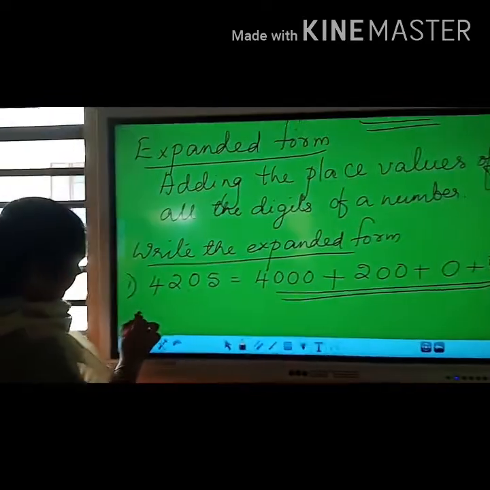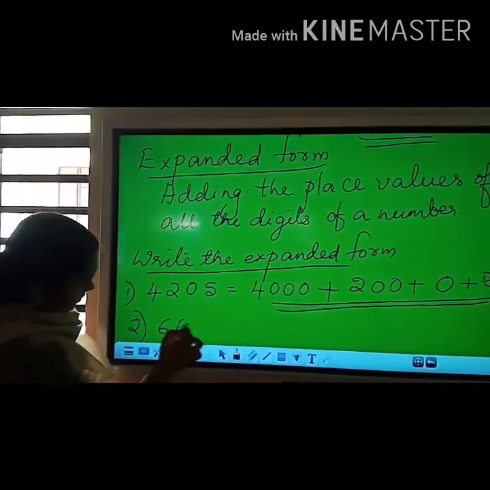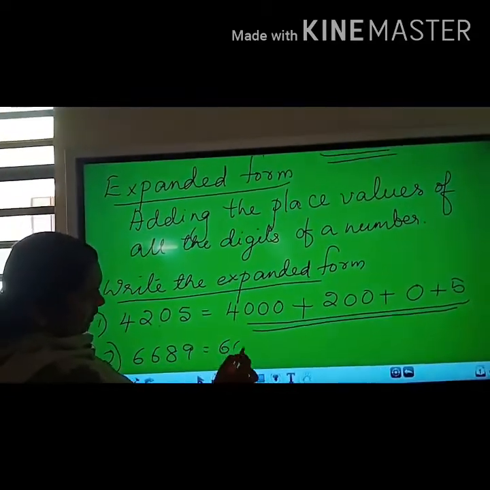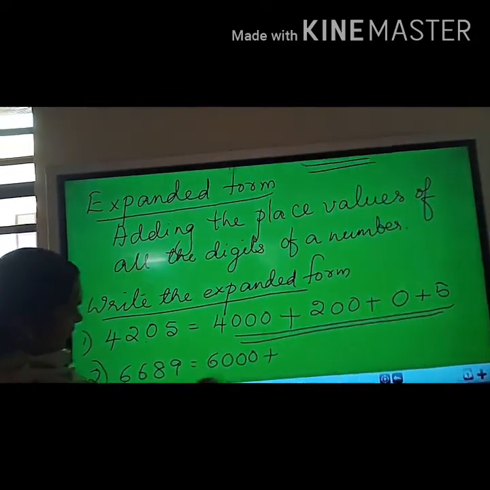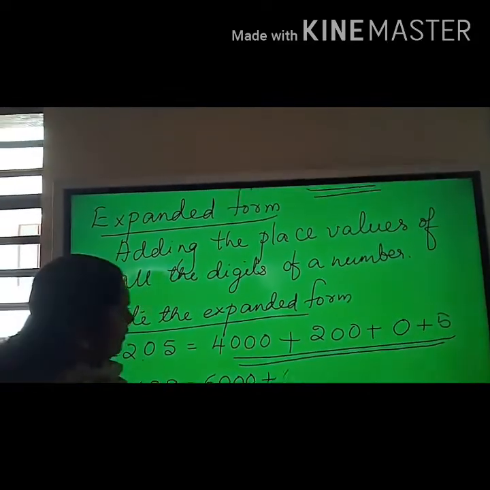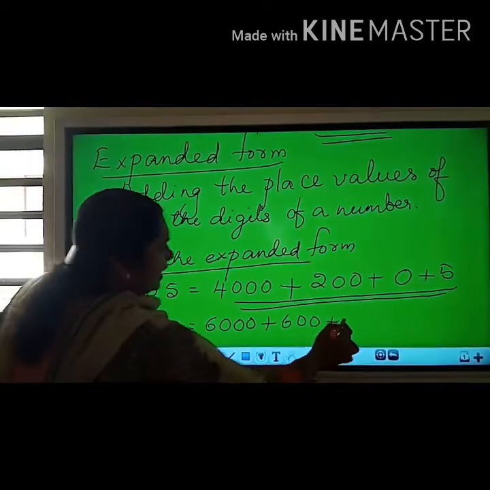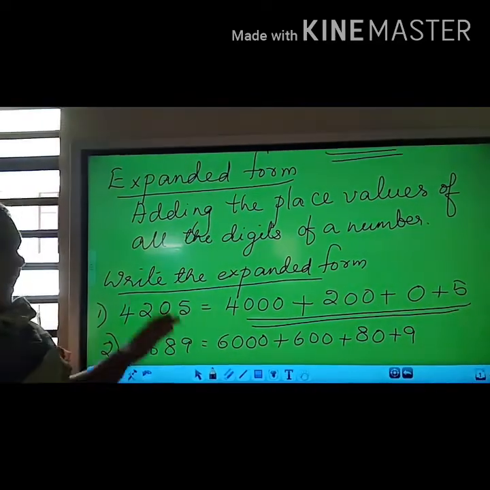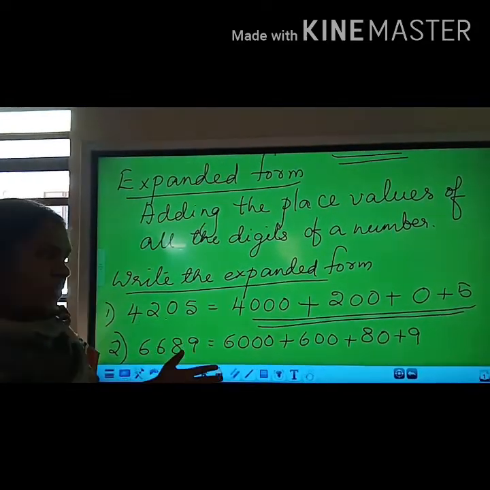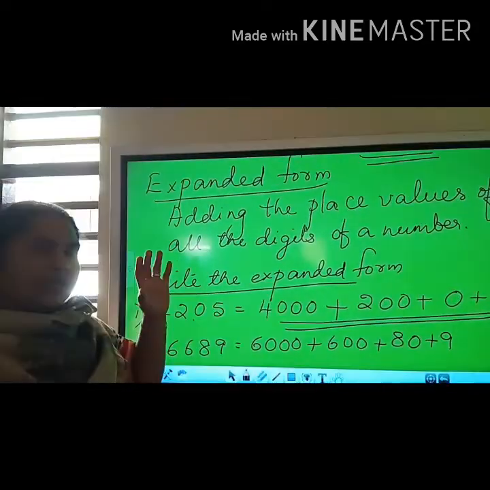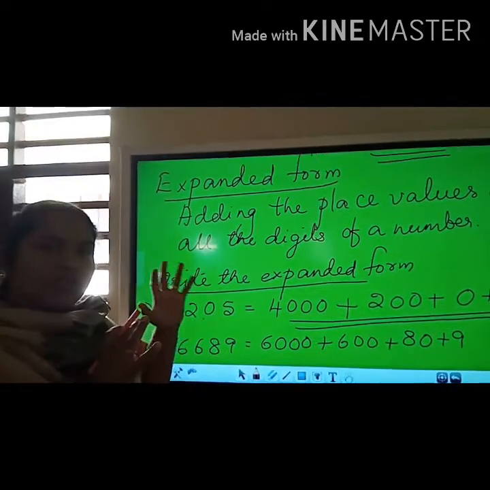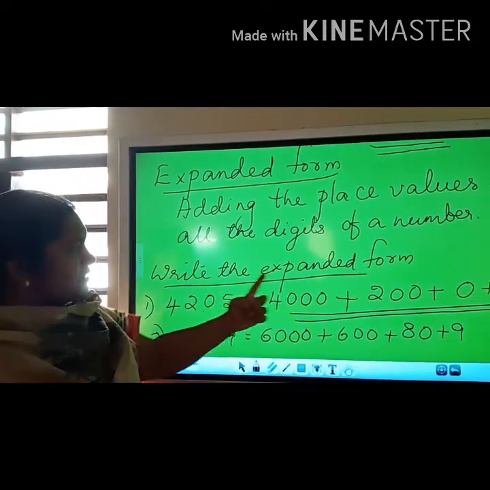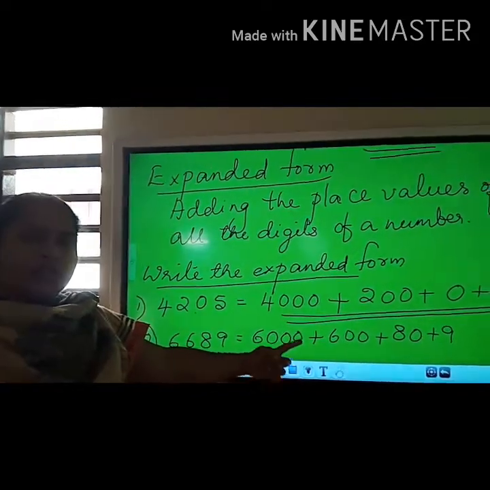So one more. Please tell me this. Expanded form is 6000 plus 600 plus 80 plus 9. I think this video will help you to understand the pictorial representation of a 4-digit number and this expanded form. Thank you.